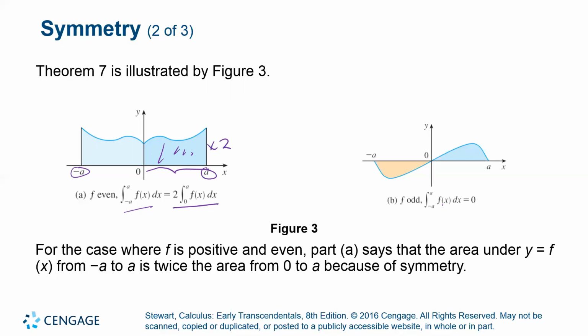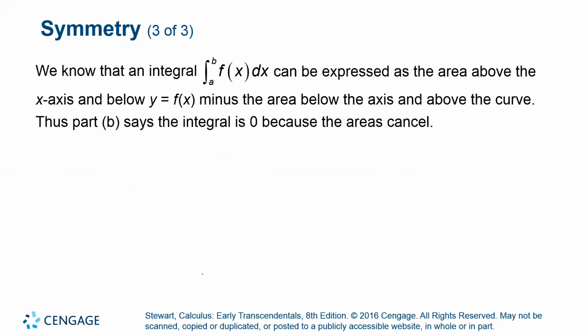Now, if f is odd, this area and that area are the same, but one is positive and the other is negative. And guess what? They will cancel out. That is why the answer is 0. So for the case where f is positive and even, part A says that the area under y equals f of x from -a to a is twice the area from 0 to a, if it's symmetric.